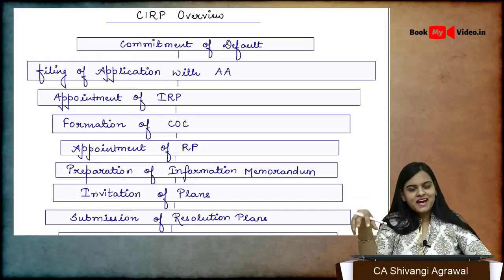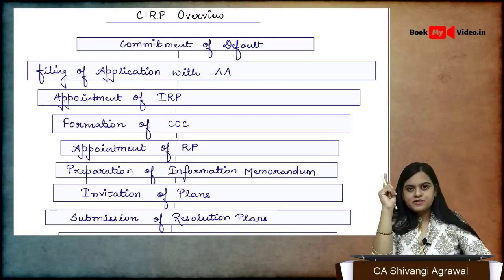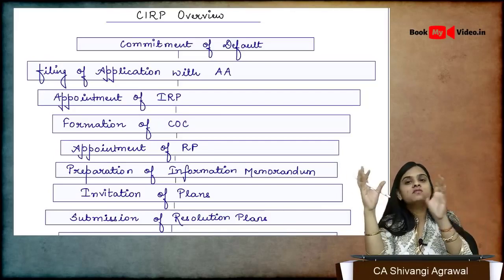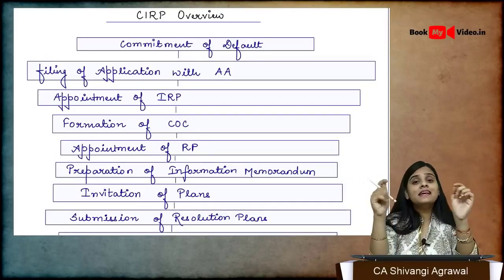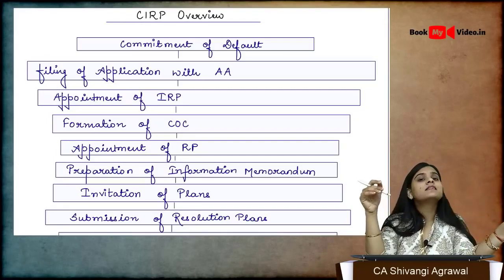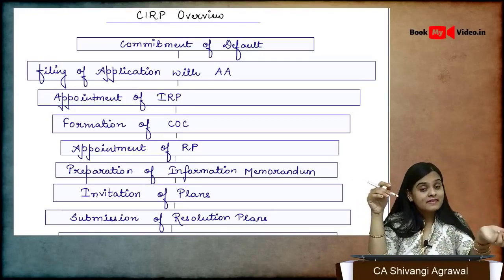A basic structure, idea we'll get, and then we will start one by one. So the basic thing is the commitment of default, and that too the minimum amount of default has to be 1 crore. If there is existence of default, then an application may be filed with the adjudicating authority. Who is the adjudicating authority? NCLT for corporates.